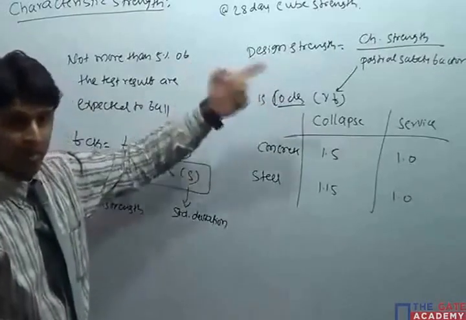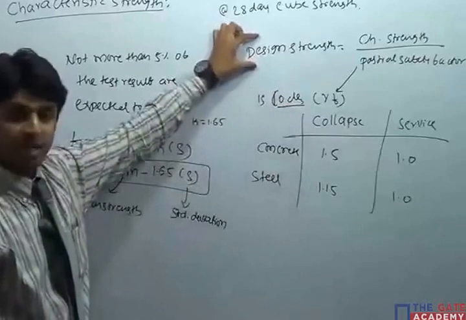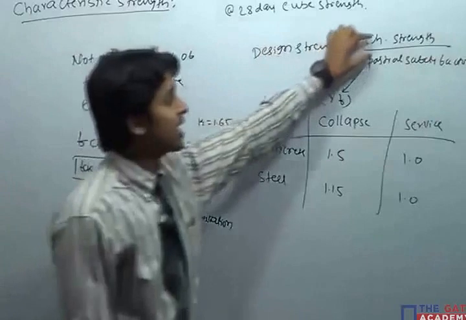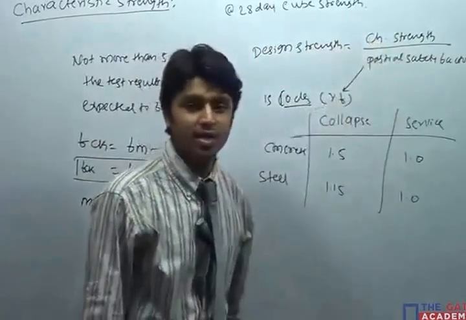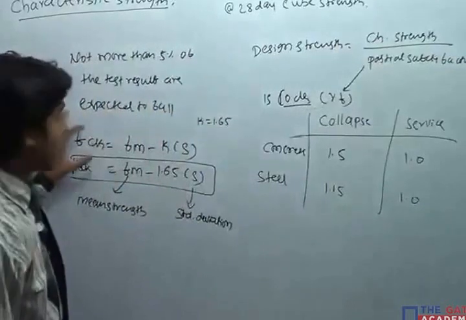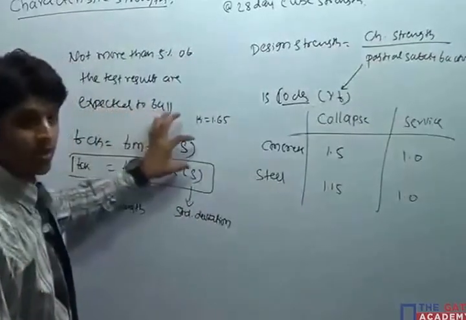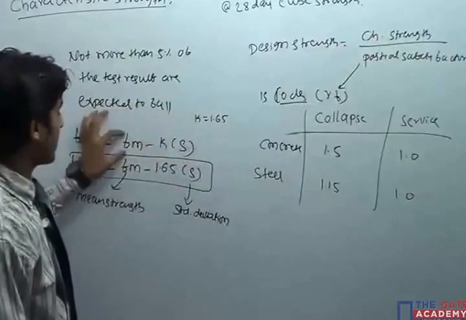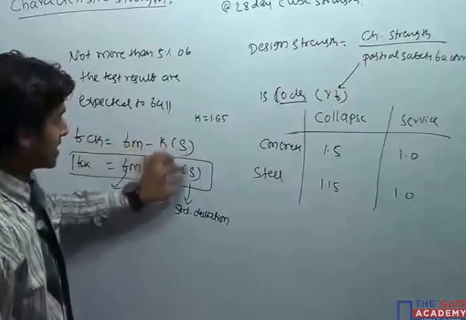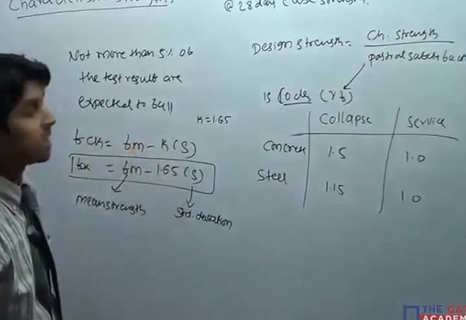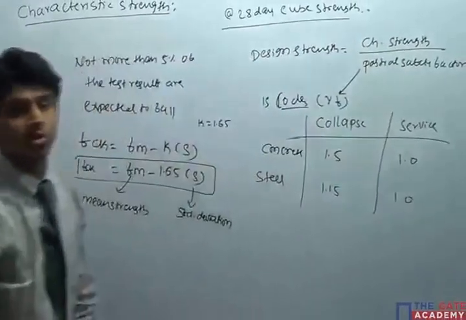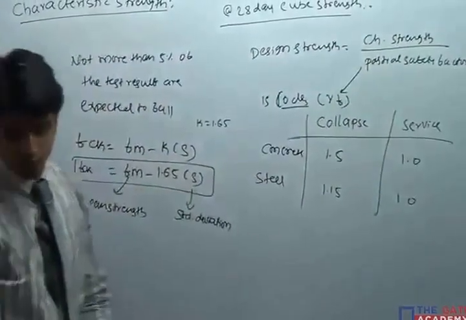So why is this partial safety factor used? To find the design strength of the member. Design strength is nothing but characteristic strength divided by partial safety factor. But characteristic strength is found by FCK is nothing but Fm minus K into S, where Fm is mean of all the values, K is nothing but 1.65, S is nothing but standard deviation. So the characteristic strength is found at 28-day cube strength.